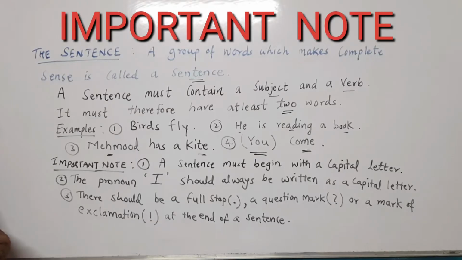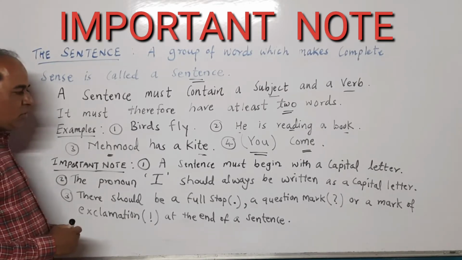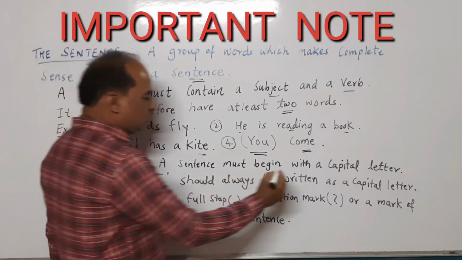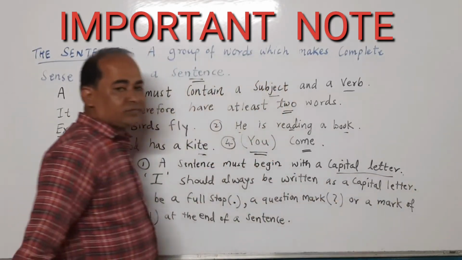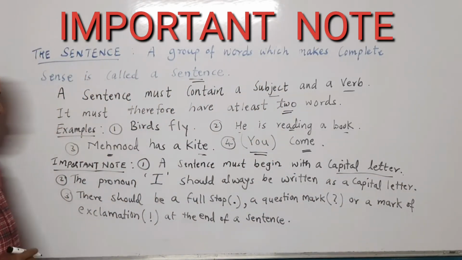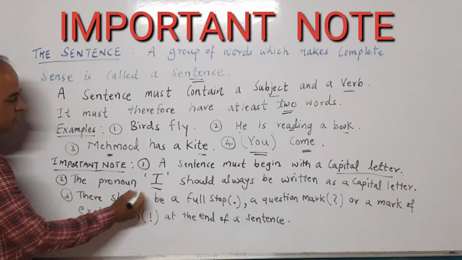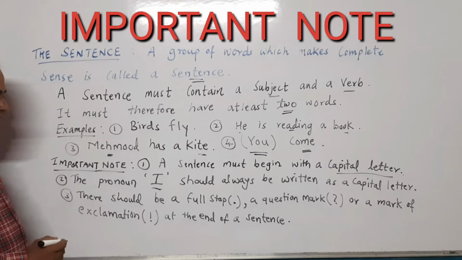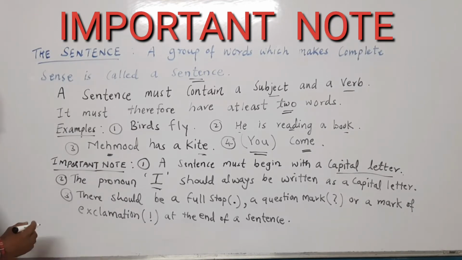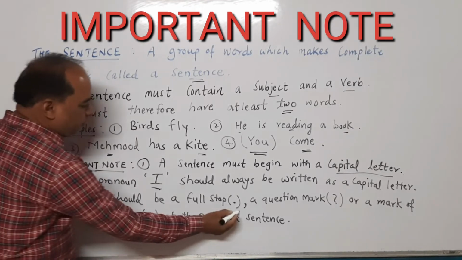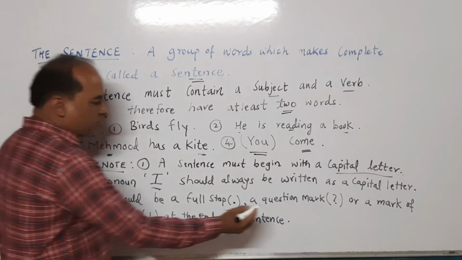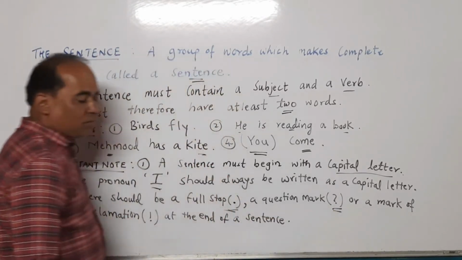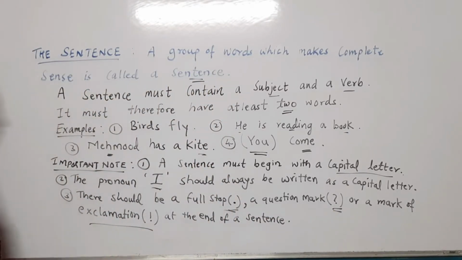Notes about the sentence. A sentence must always begin with a capital letter. The pronoun I should always be written as a capital letter. There should be a full stop, question mark or mark of exclamation at the end of the sentence.